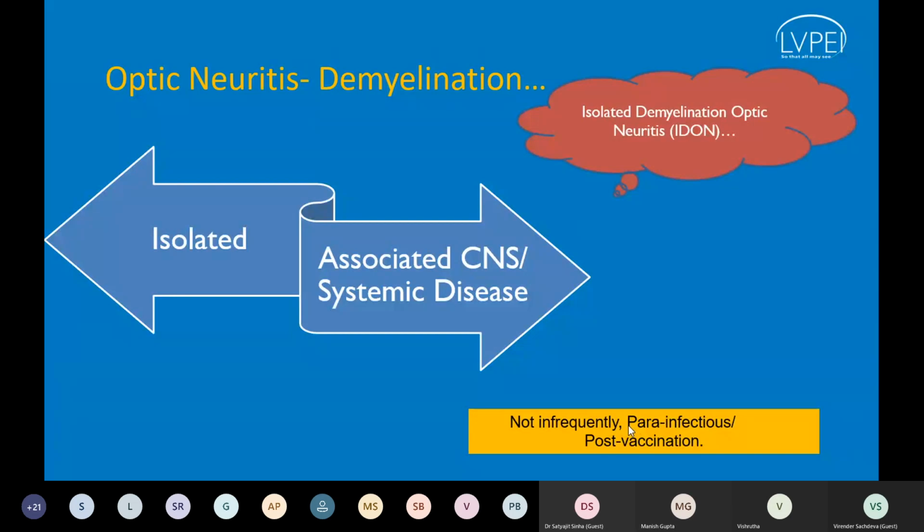So we try to subclassify optic neuritis as isolated demyelinating optic neuritis or optic neuritis in the setting of certain important diseases. Most important of those are MS, neuromyelitis optica, and recently diagnosed MOG optic neuritis. So we'll see some examples of these.